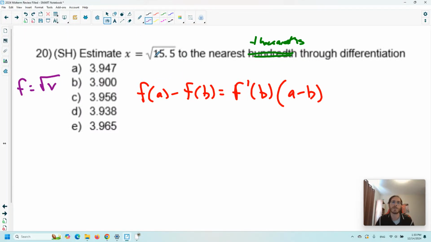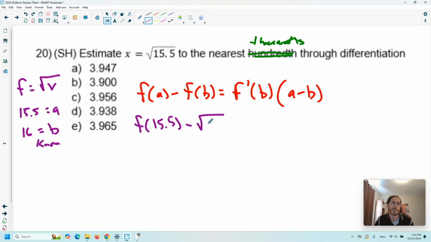So 15.5, we have to think about what 15.5 is close to. So 15.5 is pretty close to 16. We know the square root of 16. So that means 16 is going to be the b value because that's the one that we know. 15.5 is going to be the a value because that's one we don't know. So we're going to have f of 15.5 minus f of b, so that would be the square root of 16. I could do square root of 15.5. That probably makes more sense. I'll write that.